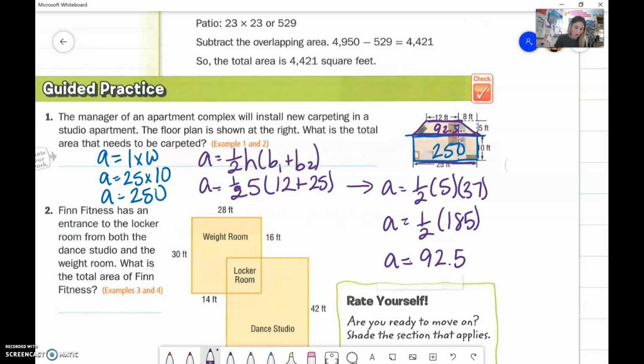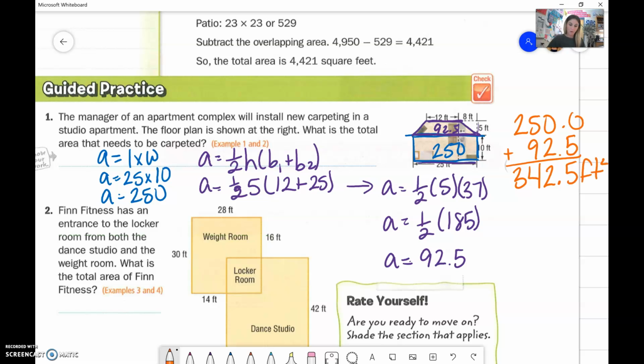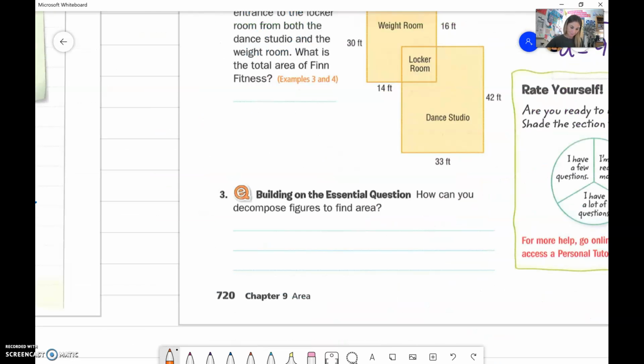But am I done? No, I have to take my combined total of 92.5 plus my 250. I'm going to write this again. So 250 plus 92.5, and I'm going to make sure that my decimal points are lined up, and when I add that up, I'm going to get 342.5, and we're talking feet squared. So all I did was I took the area of those two places, put them together to get 342.5 feet squared.